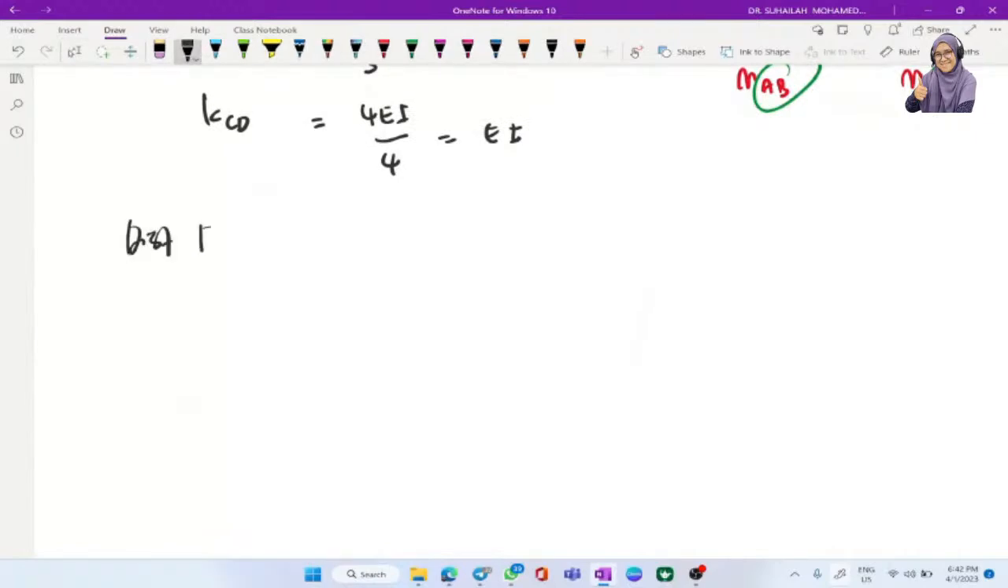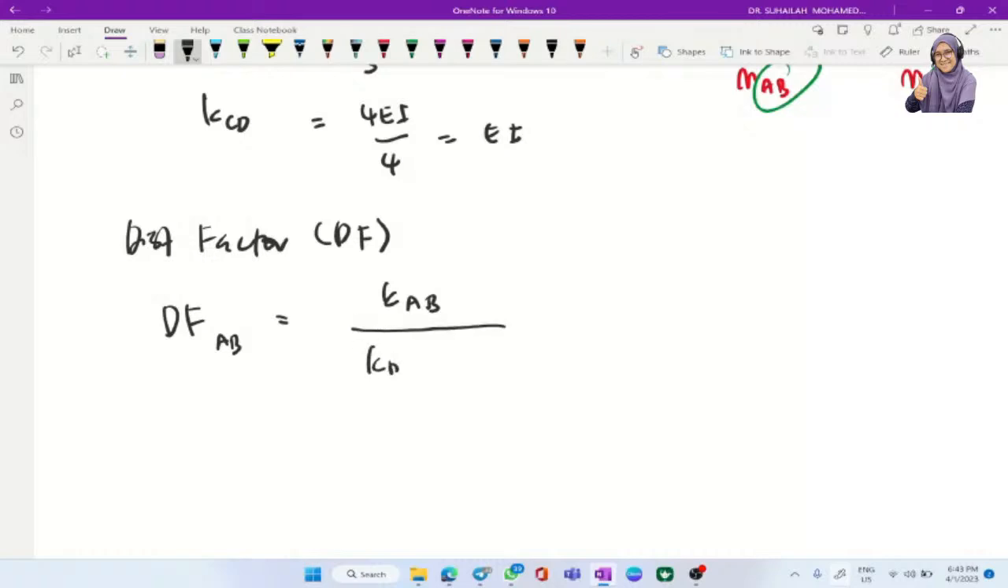Okay, so now we will calculate the distribution factor. This is DF, and we have 6 distribution factors. We will start with the distribution factor for AB, and at point A it is a fixed support. Fixed support means we have to divide by infinity. It is K divided by total K: KAB divided by KAB plus infinity.